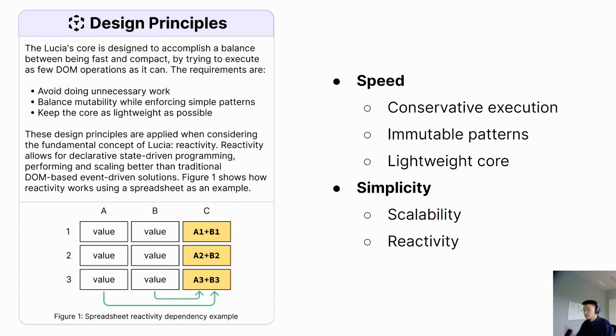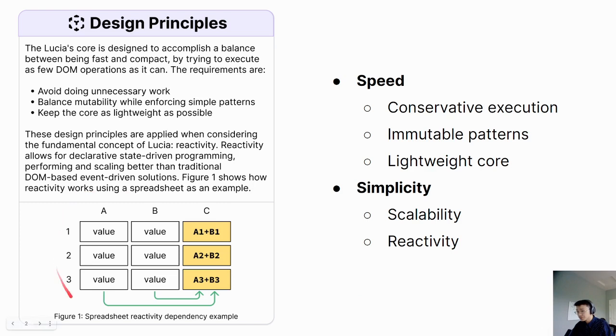For speed, I use conservative execution, which is just don't do things that don't need to be done, immutable patterns, which is don't change things that don't need to be changed, and a lightweight core, allowing the application programming interface, or the API, to also be lightweight. For simplicity, I use scalability through components, which is the ability to duplicate things and they would just work, as well as reactivity, which I'll demonstrate in figure 1.